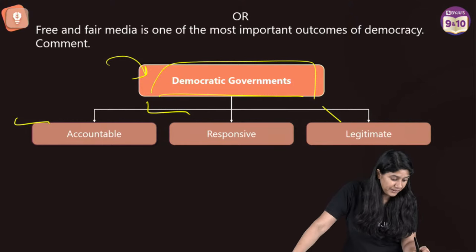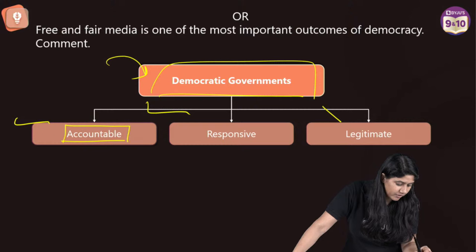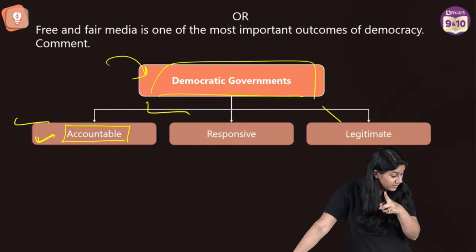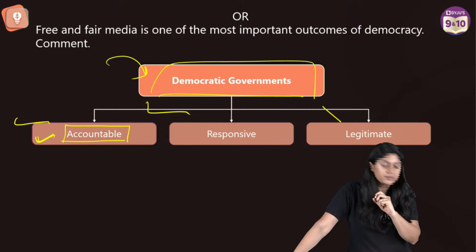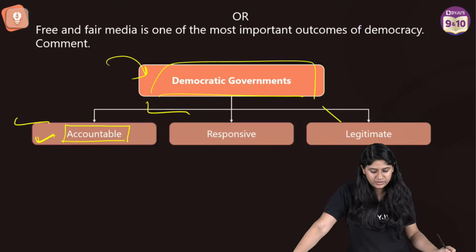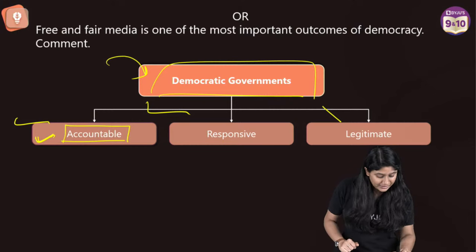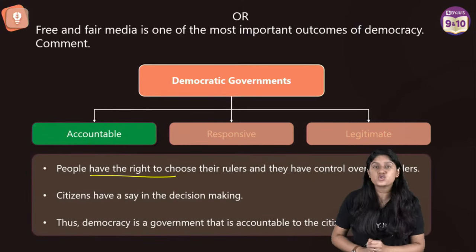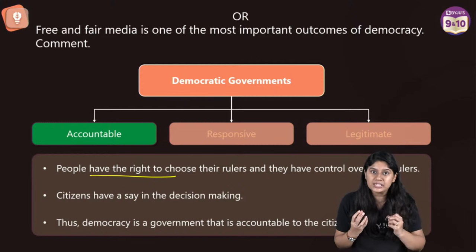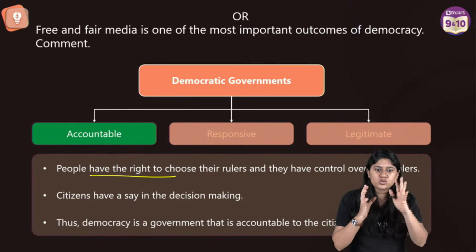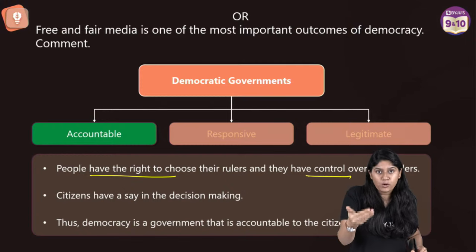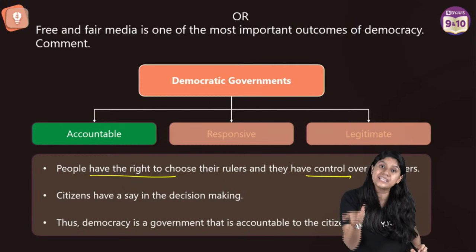Okay, everyone, tell me how we can say that the government is accountable. Quickly. I was looking at it earlier also, you mentioned it, right? Tell me, when we can say that the government is accountable? We can clearly say the government is accountable when people have a right to choose their ruler, and of course we can control whether a ruler is doing correct or not. Control over their rulers, right? If they are not performing, probably next time we'll not be electing them.